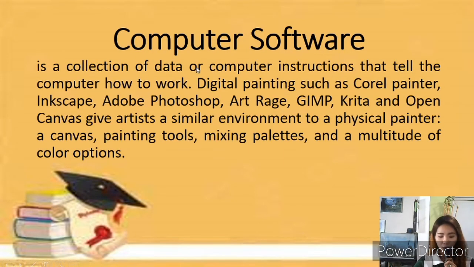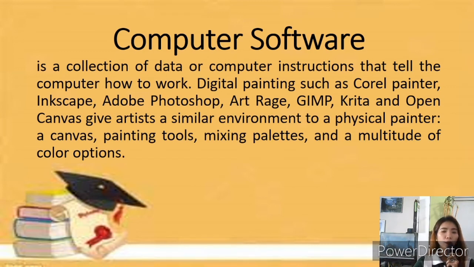Now, we're done with computer hardware. This time, let us have the computer software. What is all about computer software? So, computer software is a collection of data or computer instructions that tell the computer how to work. So, these are a set of instructions. It is shown on your desktop or on your laptop in the form of an icon.